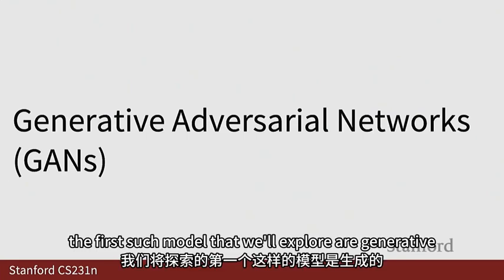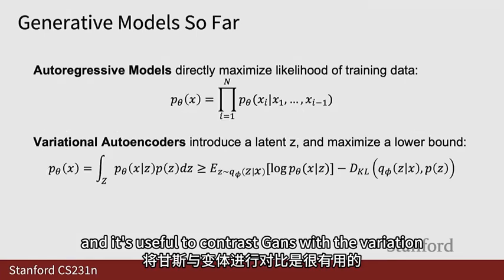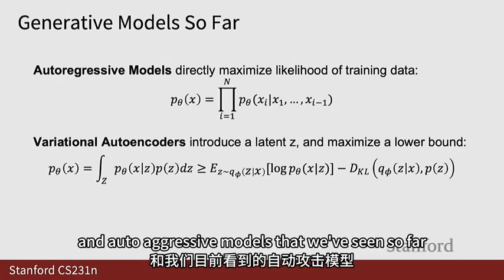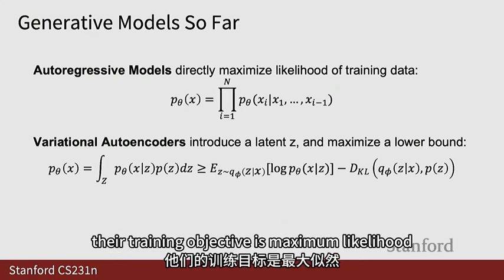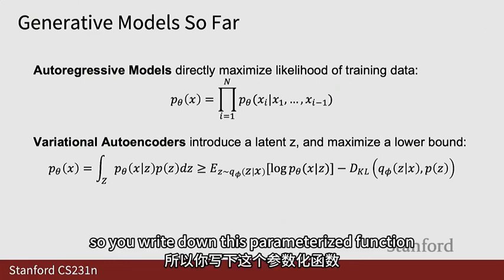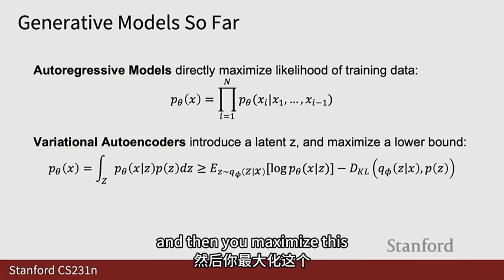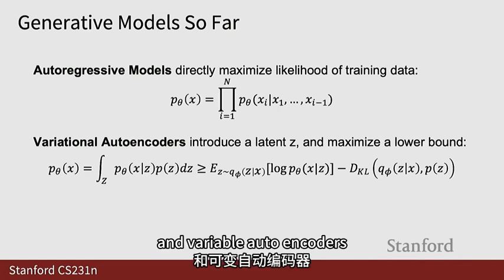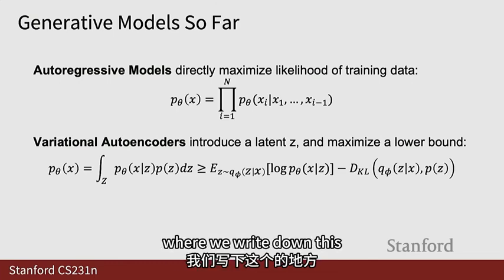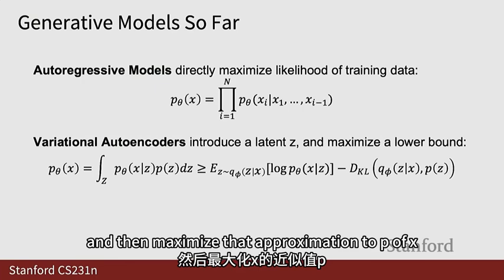So the first such model that we'll explore are generative adversarial networks, usually called GANs. And it's useful to contrast GANs with the variational autoencoders and autoregressive models that we've seen so far. Like we just said, autoregressive models are a likelihood-based method. Their training objective is maximum likelihood. So you write down this parameterized function that is your p of x, where x is a piece of data, and then you maximize this over the data that you observe, trying to do maximum likelihood. And variational autoencoders follow a similar idea, where we write down this approximation to p of x and then maximize that approximation to p of x.